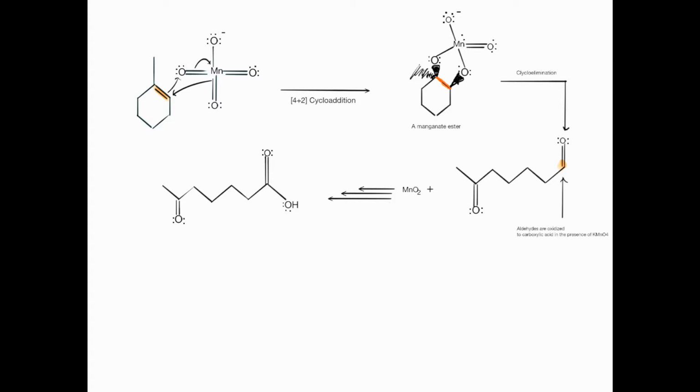However, potassium permanganate can also react with an alkyne. When it does this, the alkyne undergoes 2 syn dihydroxylations and results in a dicarbonyl product. This can only take place in cold basic solutions.